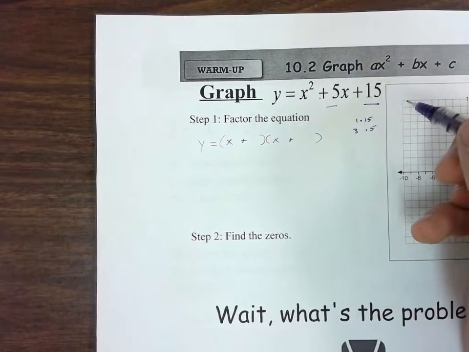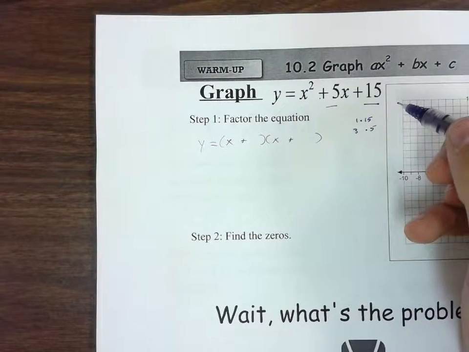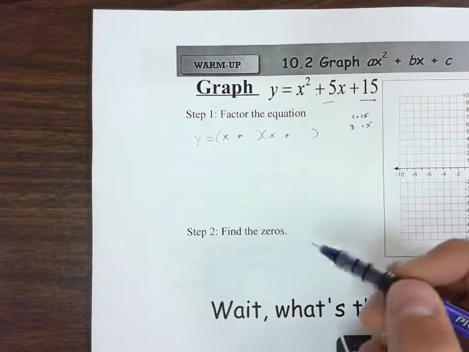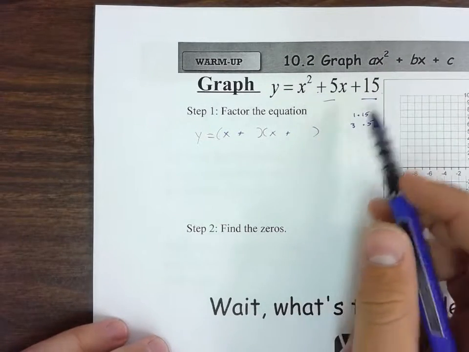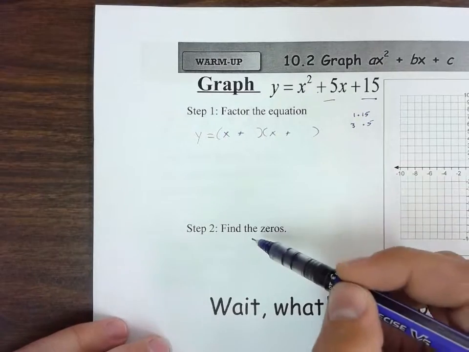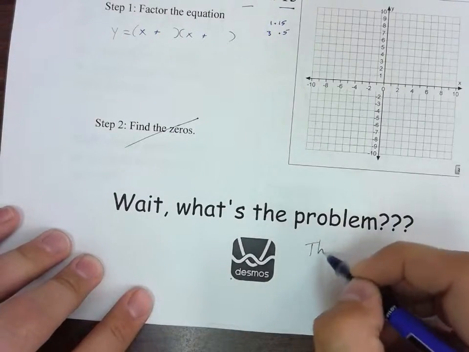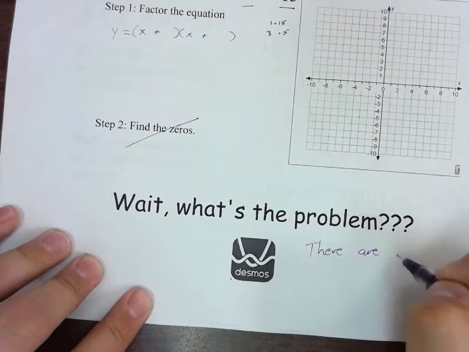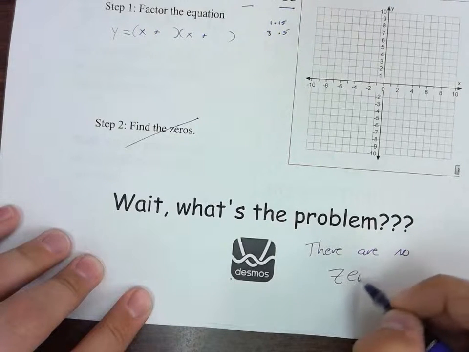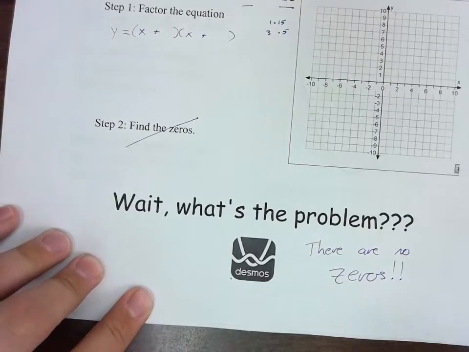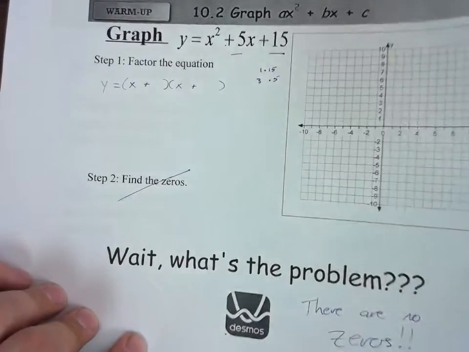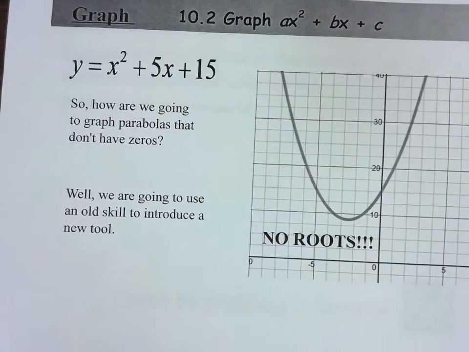I don't see factors of 15 that add up to 5, though, is the problem. If I can't find factors that add up to 5, I can't find the zeros. So that's the problem. There are no zeros. We have something like this. This is what the graph looks like. There are no roots. So how are we going to graph parabolas that don't have zeros?